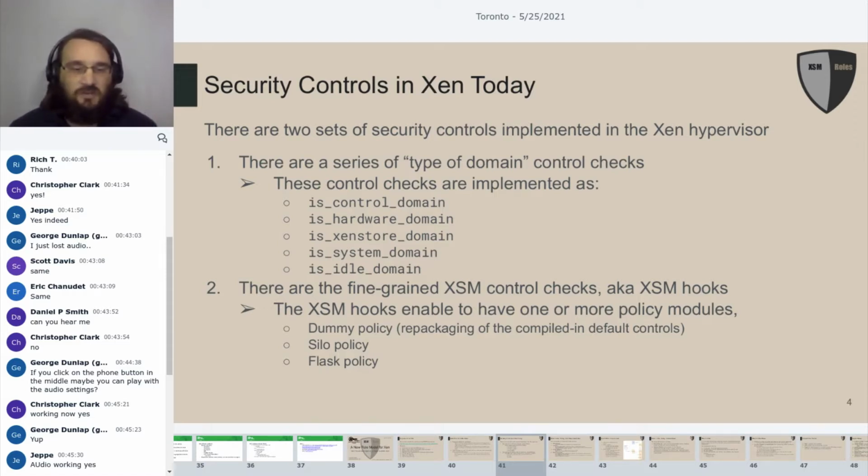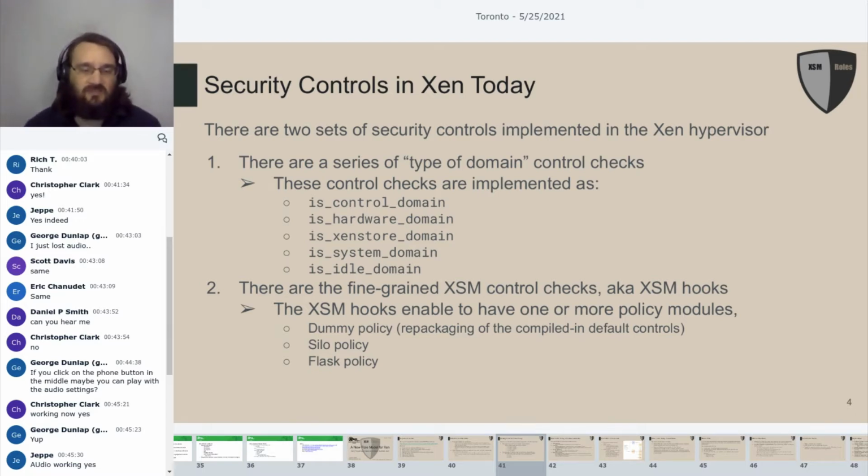To start taking a look at the security controls within Xen today, there are actually two sets of security controls. One is the type of domain checks that you have throughout the hypervisor. If you've been inside the code, you've seen it: is_control_domain, is_hardware_domain, and so forth. I believe there are actually a couple more that I didn't capture here. But the idea is that a lot of these are not necessarily privilege checks, but just checking for the role that a domain is functioning in, so that it can be decided whether or not an action is appropriate.